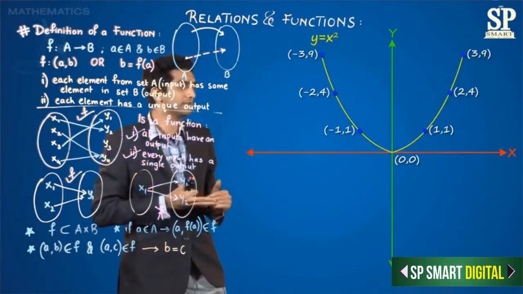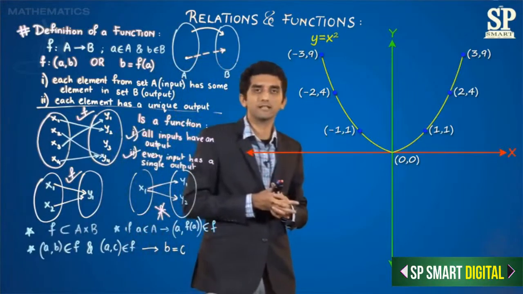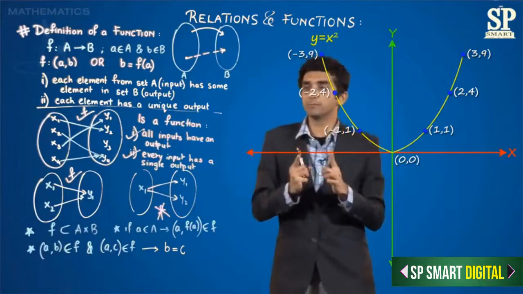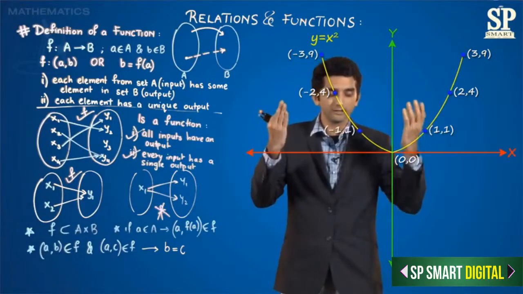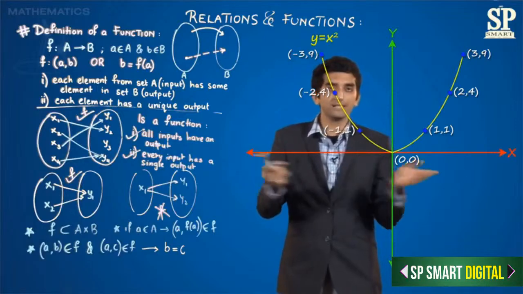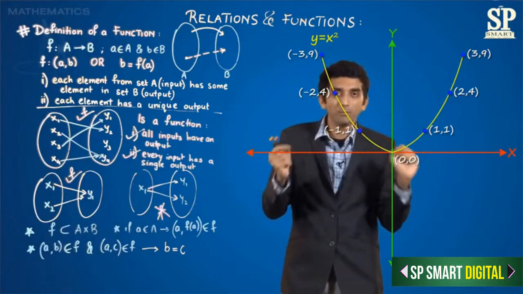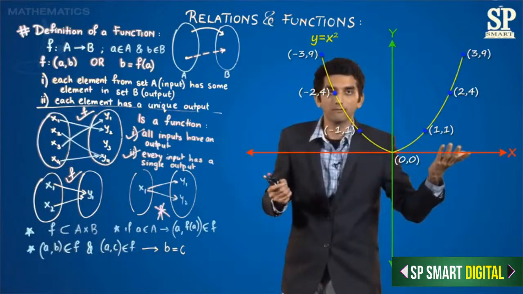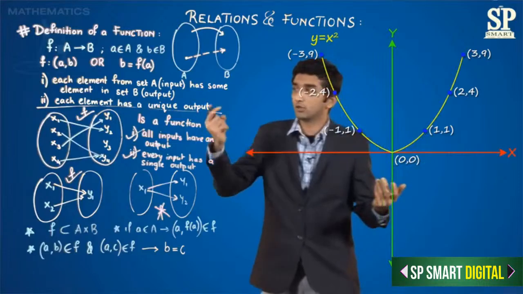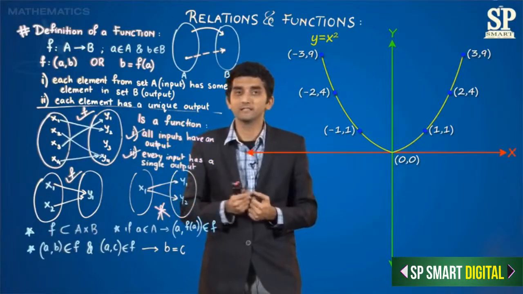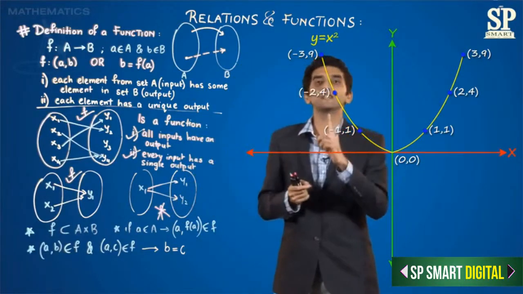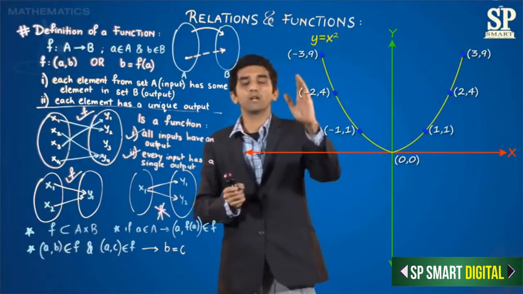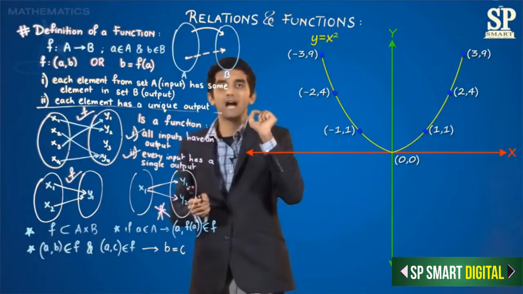Now as you can see, it is satisfying the condition that each element from set A, which is each input, is having some output, which is depicted from the graph as well. Input is the x-axis. If I pick up any point on the x-axis, it is having some point on the graph, right? It is having some output. Now talking about the second condition, that each element has a single output, that is again clearly depicted from the graph. If I pick up any input, I'm just having a single output.